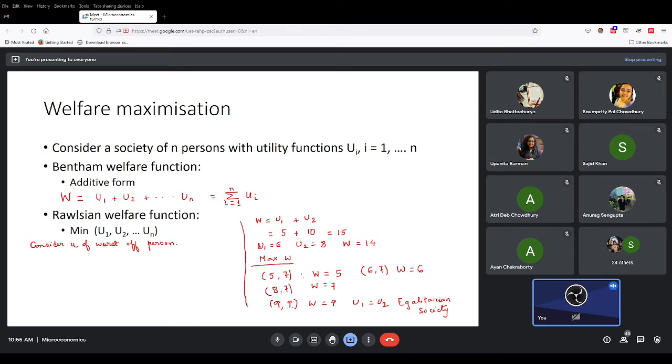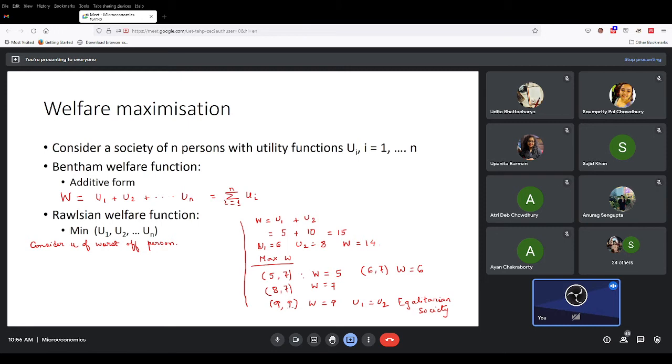Now let us consider a society of n persons, and each of them has a utility given by ui. So that means the first person, whom we label as 1, has a utility of u1, the second person has a utility of u2, and so on up till un. Now how do we calculate social welfare for this? If you want to maximize social welfare, then you need to get an estimate of the social welfare, right?